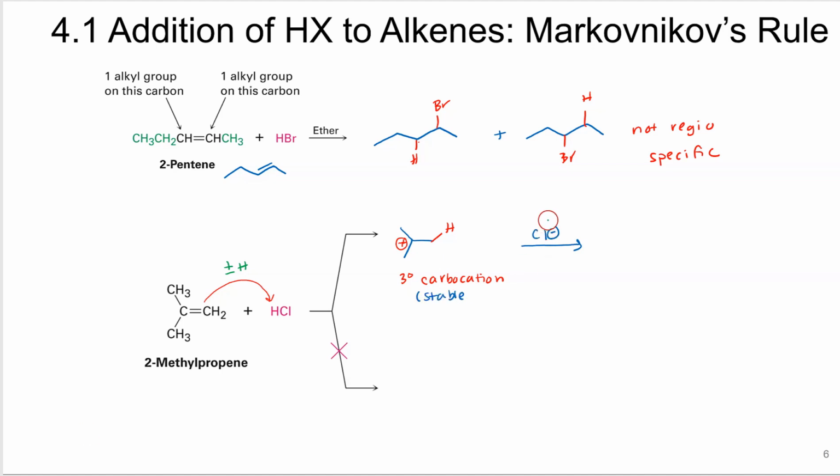Our Cl- is going to act as the nucleophile. This is our electrophile. And we're going to get a nucleophilic hug. That to go there. So we get the addition of Cl and again get 2-chloro-2-methylpropane.